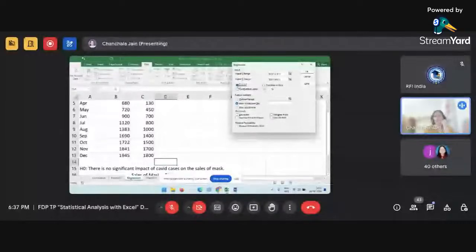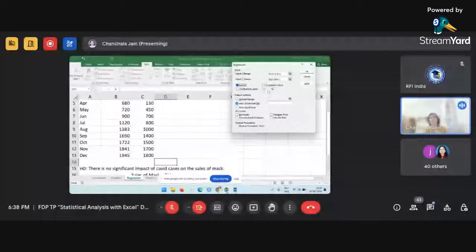Yeah. Then constant is 0. You do not need to check this box. If you are checking this box, then in your line y equals a plus bx, a will be treated as 0, right? So you do not need to choose this. Confidence level, it is by default 95%. So I think I will go with this.